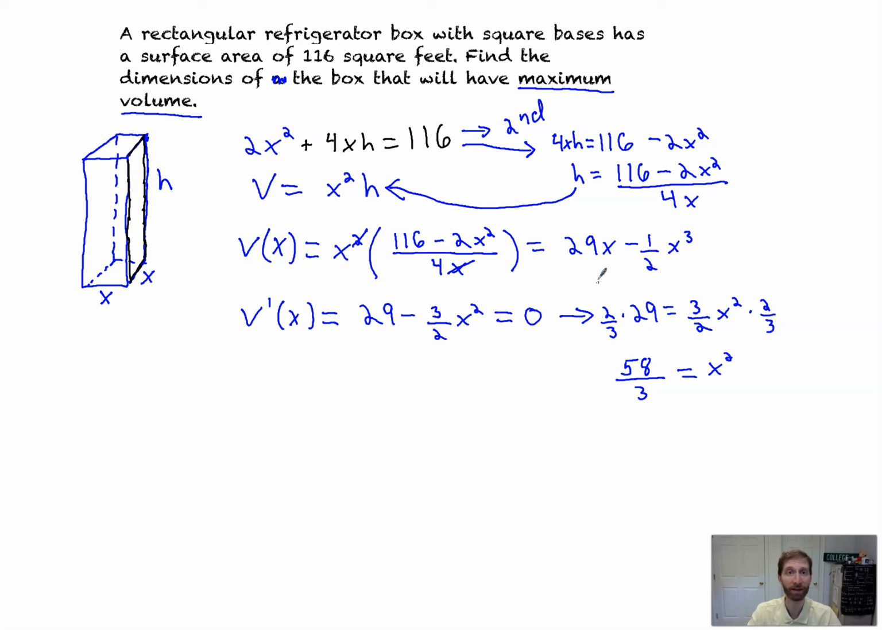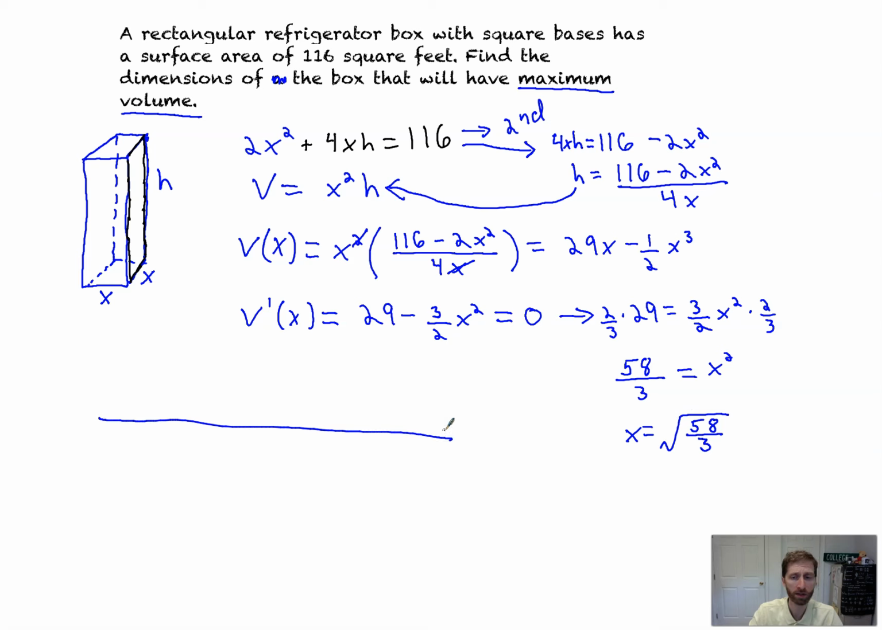The 3/2 drop out. Now remember, we are dealing with the volume of a box here. So when I take a square root, normally I would do plus or minus. We only have to do plus square root because of the domain of this real world problem. And please don't rationalize. Just leave your answer as x equals root 58/3.